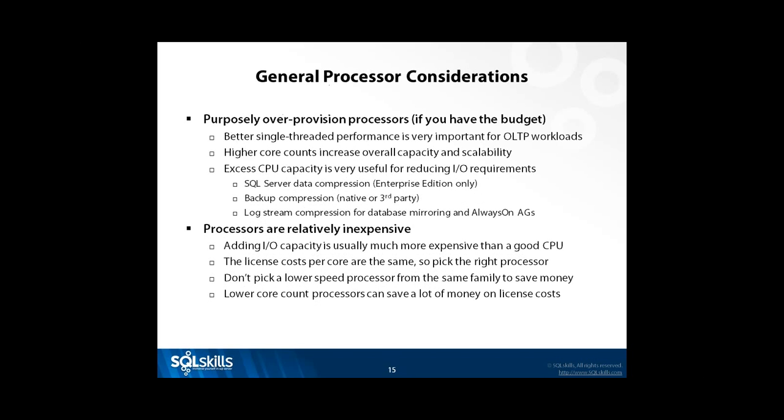All right, general processor considerations. If you have the budget, I always try to do what I call over-provision my processors. I want to get the very best single-threaded performance I can get for my OLTP workload. If I want to have more capacity and scalability, then I'll go with a higher core count processor, but higher core counts mean lower single-threaded performance, so it's sort of a trade-off there. You can get better performance and less capacity, or more capacity and less performance, and we'll talk about how you decide that a little bit later.